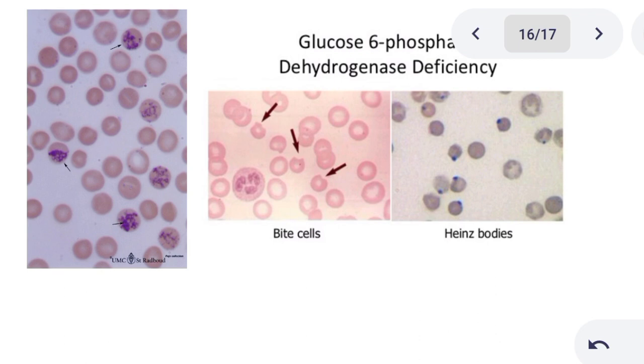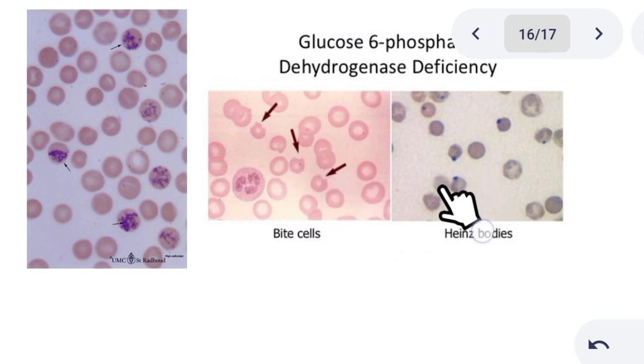It can't be converted to what? To its normal state, and therefore it can't take or transport oxygen. So in people who lack G6PD, you are going to see Heinz bodies. What else are you going to see? You're going to see bite cells like this. These are bite cells. So what happens?